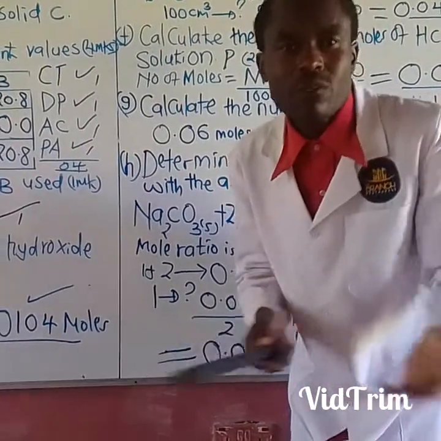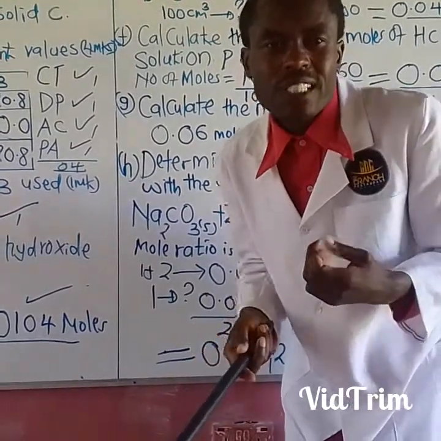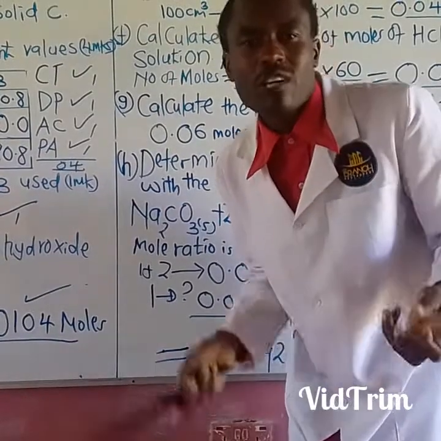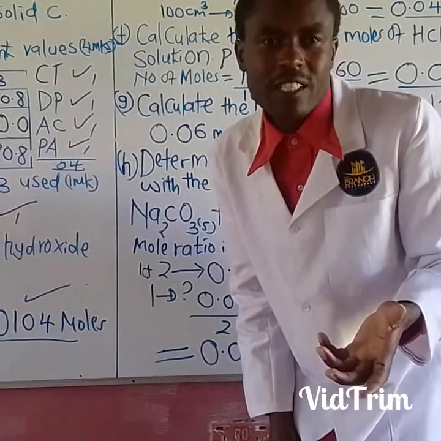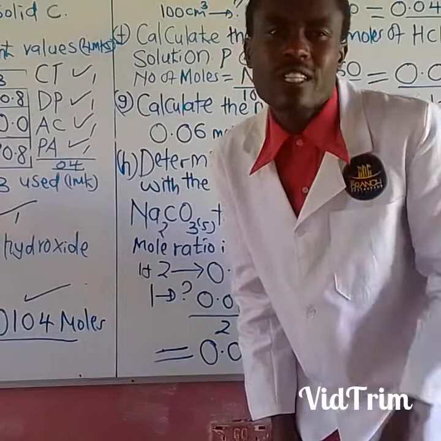Then to see the number of moles of HCl that react with the carbonate, we now subtract the one at original 60, we subtract at 100, which we have found out it is 0.0416 moles. Are you getting? So my student, it is simple as that. Hope you have enjoyed the lesson.